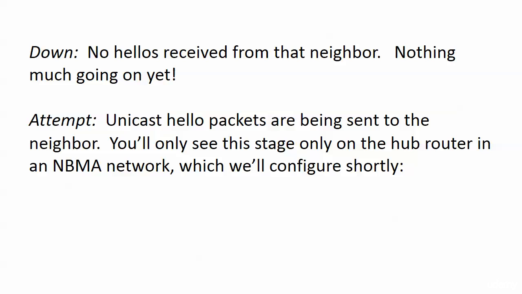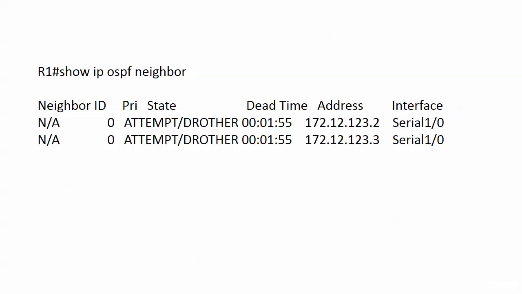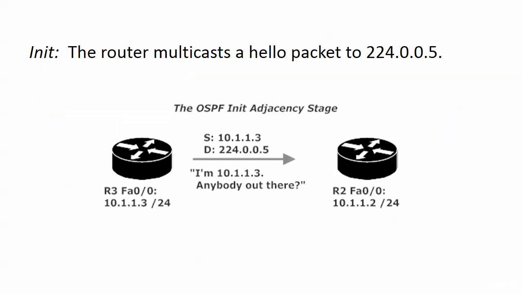Now, attempt. You'll only see this stage on the hub router in what we call a non-broadcast multi-access network. And that's a fancy way of saying we're going to configure OSPF over serial connections over a cloud. And we will configure that live, and you'll see this. But again, the attempt stage, you only see that when you're configuring an NBMA network, and you'll only see it on the hub router. It's going to look something like this. And you see there with state, it's a little off because of the font. I can't make it any bigger or it'll go nuts. But attempt slash DR other, and we will see that live in action here pretty shortly.